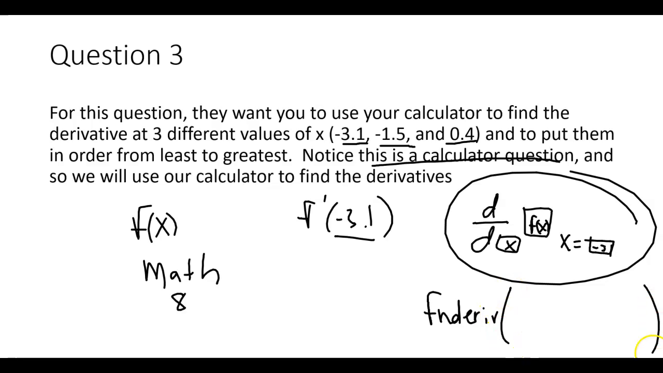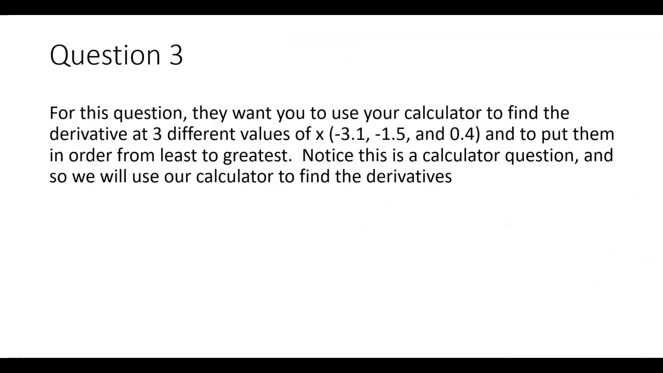In that case, you're going to put your function here. You're going to put comma, and then x, and then comma, and then negative 3.1. So you're going to find the derivative using your calculator for these three values, negative 3.1, negative 1.5, and 0.4, and just find out which one's the least to greatest and pick the right answer. It's really just a question to make sure that you guys know how to use your calculators to find derivatives.